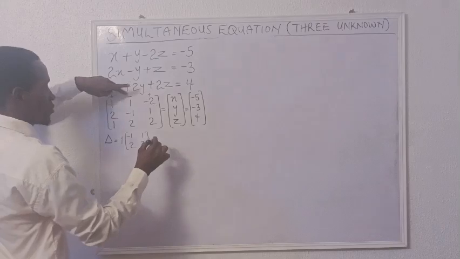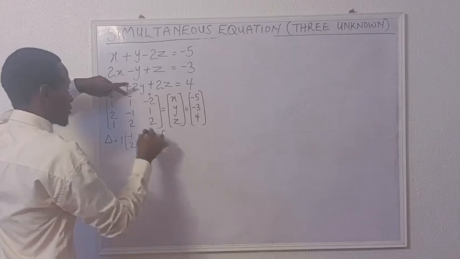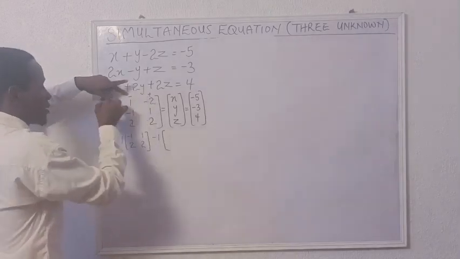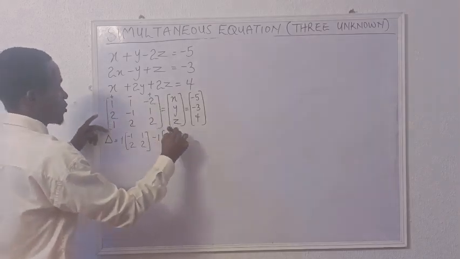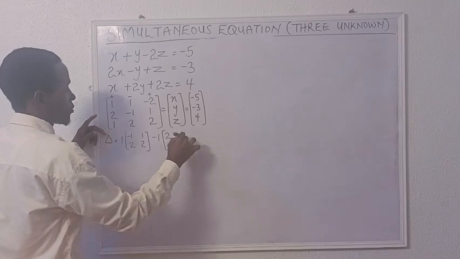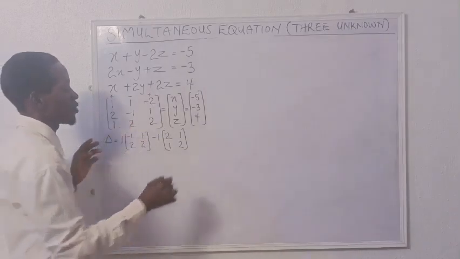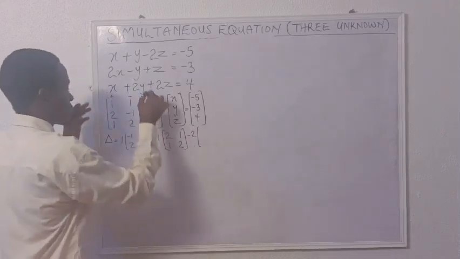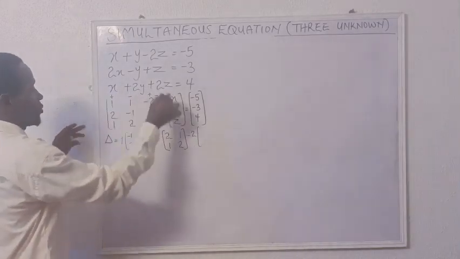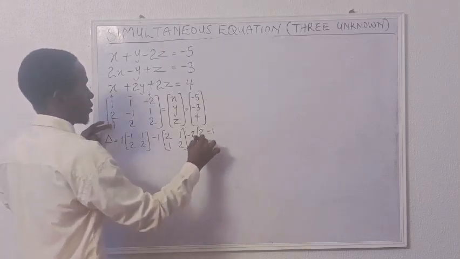I continue with the next one, which is minus 1. I strike out its column and its row. What am I left with? I'm left with 2 and 1 and 1 and 2, in the form of a 2 by 2 matrix. And the last one is going to be plus minus 2, which is going to give us a minus 2. So striking out its column and its row, what am I left with? I'm left with 2, minus 1, and 1 and 2.